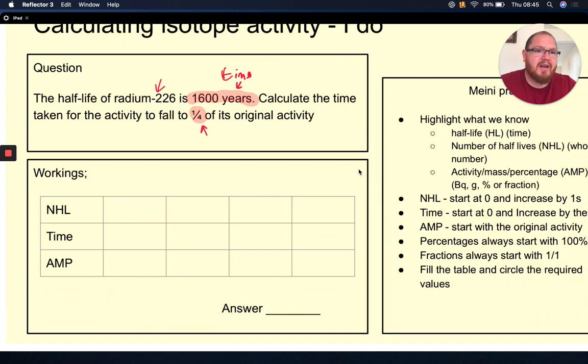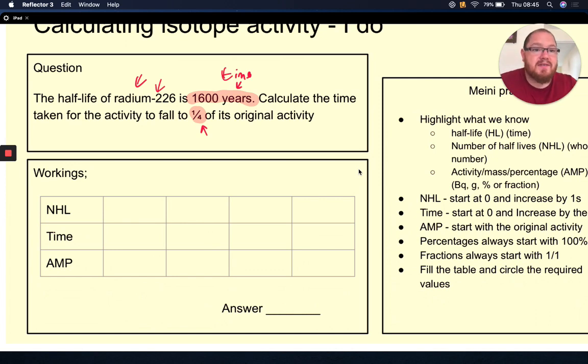That's all I'm saying, really. I'm just replacing Mr. Timothy now for this element, radium 226. It's going to take 1,600 years to half once, and then it's going to take another 1,600 years to half again, and then another 1,600 years to half again.